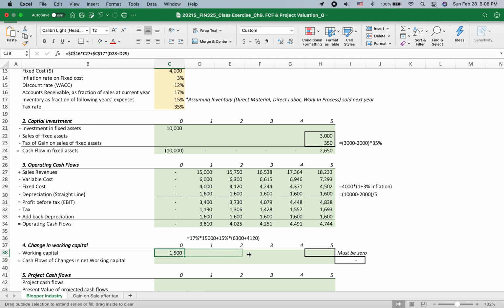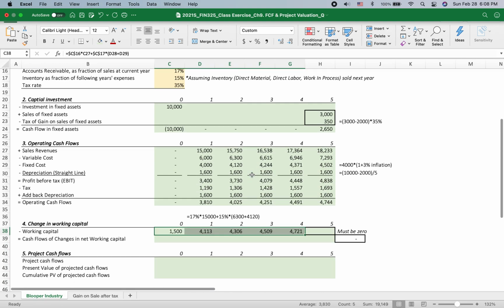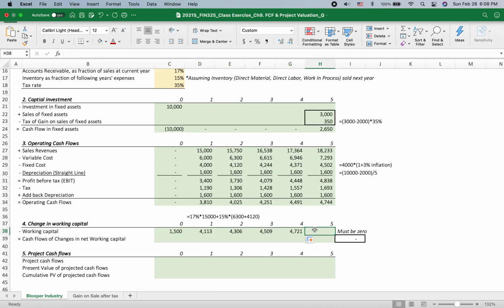Then let's just drag to the right so that we measure like this. We don't have the sales. We assume that we don't have sales revenue and fixed cost or variable cost for year 6 because we assume this project will finish with the useful life of the invested asset, 5 years. So the last year's working capital, end of year 5, is 0. You have to remember it must always be 0 in this case, as well as in other projections.